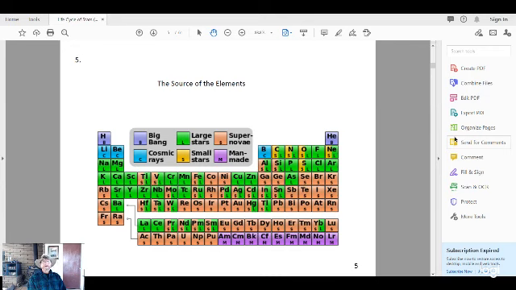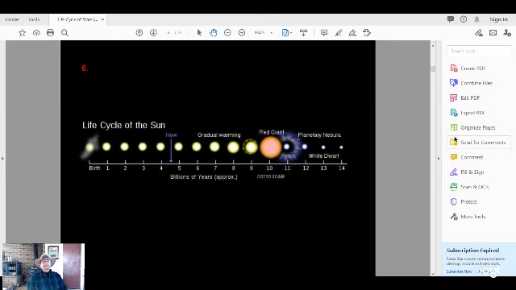So we can see how important stellar evolution is in producing the elements of the periodic table. Let's get to 6. This is close to home. This is our sun. You can see where we are.